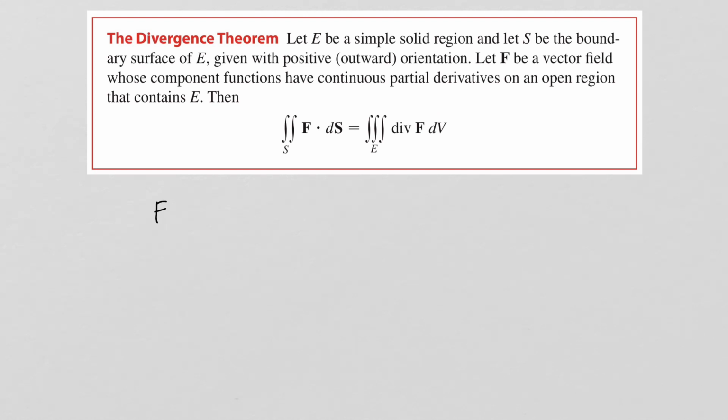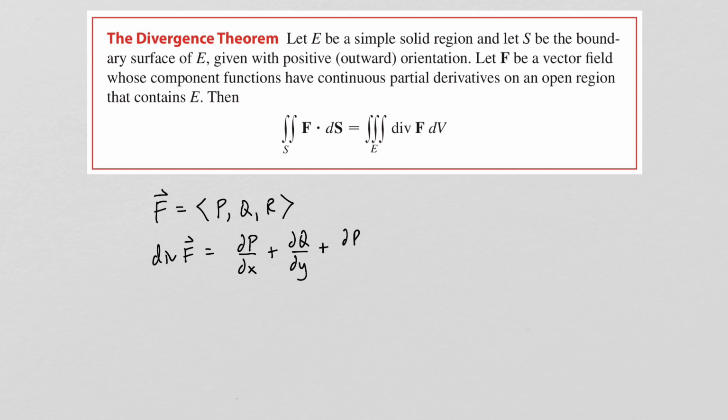Let's recall that if you have a vector field F, which is equal to some P, Q, R, the divergence of F is the partial derivative of P with respect to x plus the partial derivative of Q with respect to y plus the partial derivative of R with respect to z. And let's also recall that when you take the integral of F dot dS, you are computing the flux. So this is another way of computing the flux of a vector field over a surface.